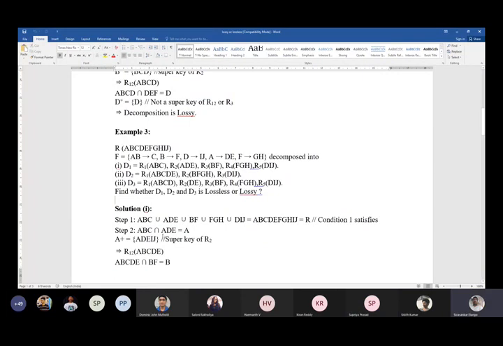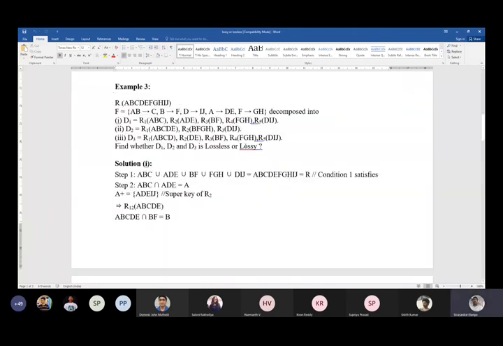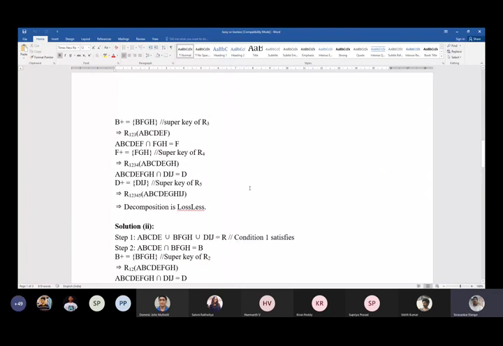So the first condition is correct, right? The union of the fragmented relations gives you back the original relation, so condition 1 is satisfied. Condition 2: intersection of A, B, C, D with D, E gives you D, right? And what is D closure? D closure gives you one of the fragmented relations, Dij. It meets the requirement, right?